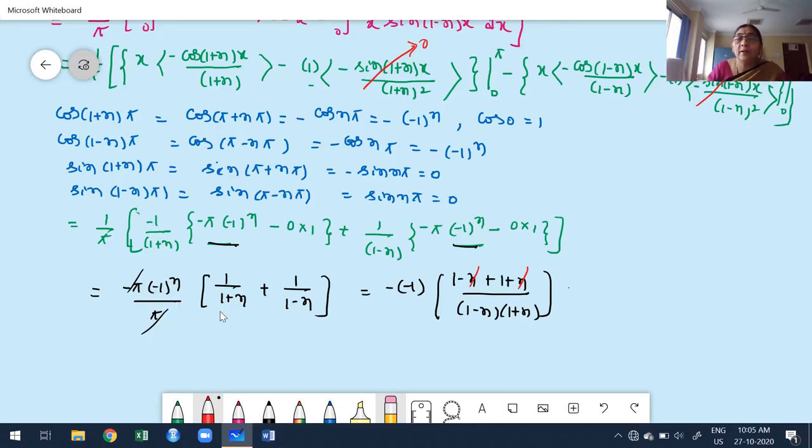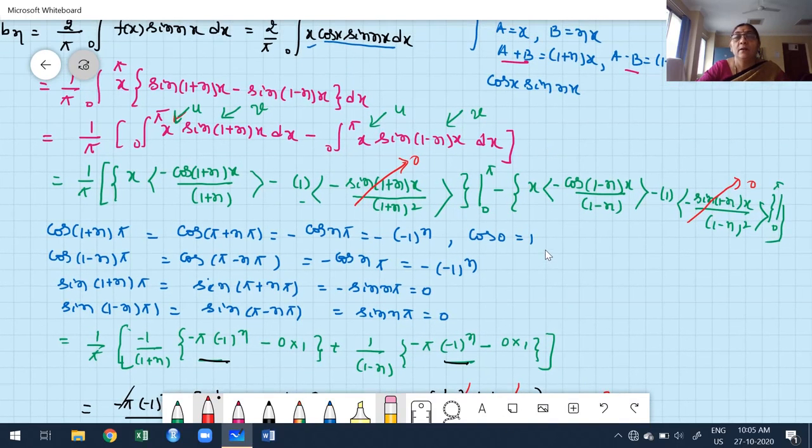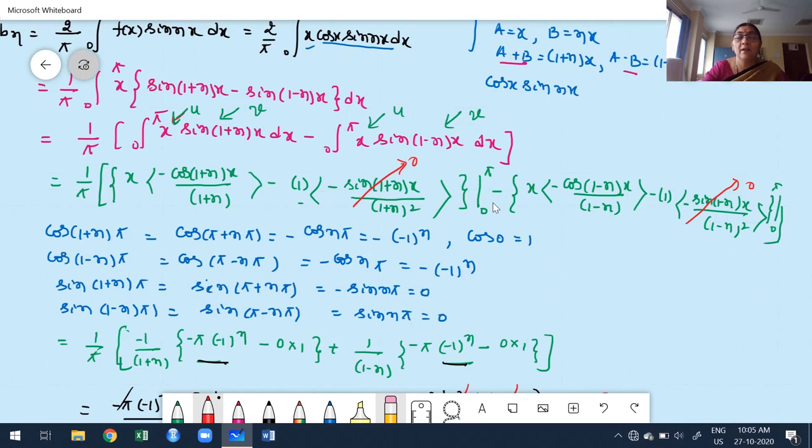Now what we get is minus 2 divided by a plus b into a minus b, which is nothing but 1 minus n square. That can also be 2. Actually, which terms are cancelled here? Maybe I made a mistake here. Observe carefully here. Yeah, I made a mistake here. Observe carefully. What mistake did I make?